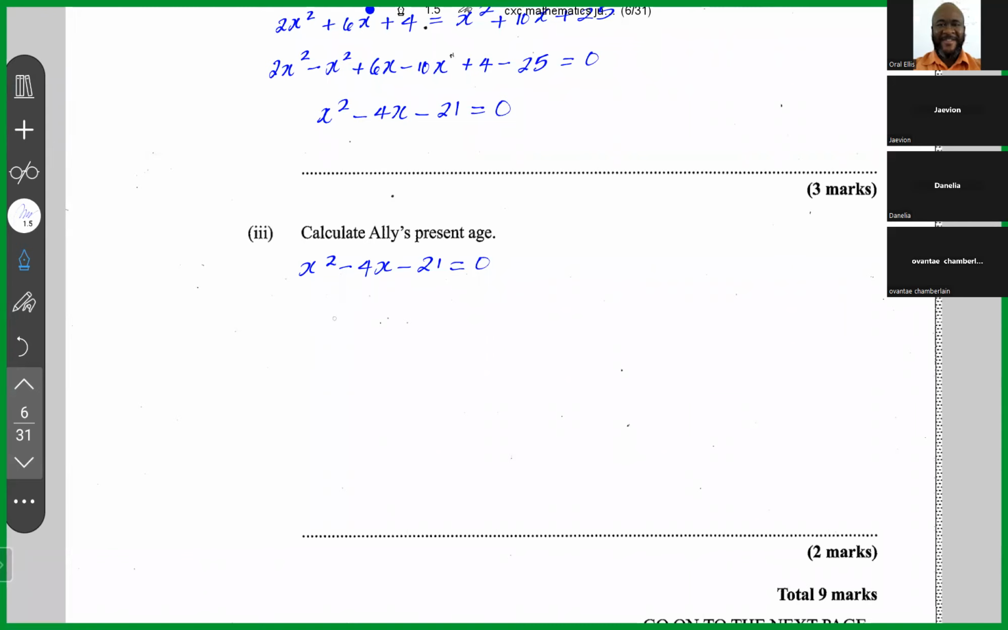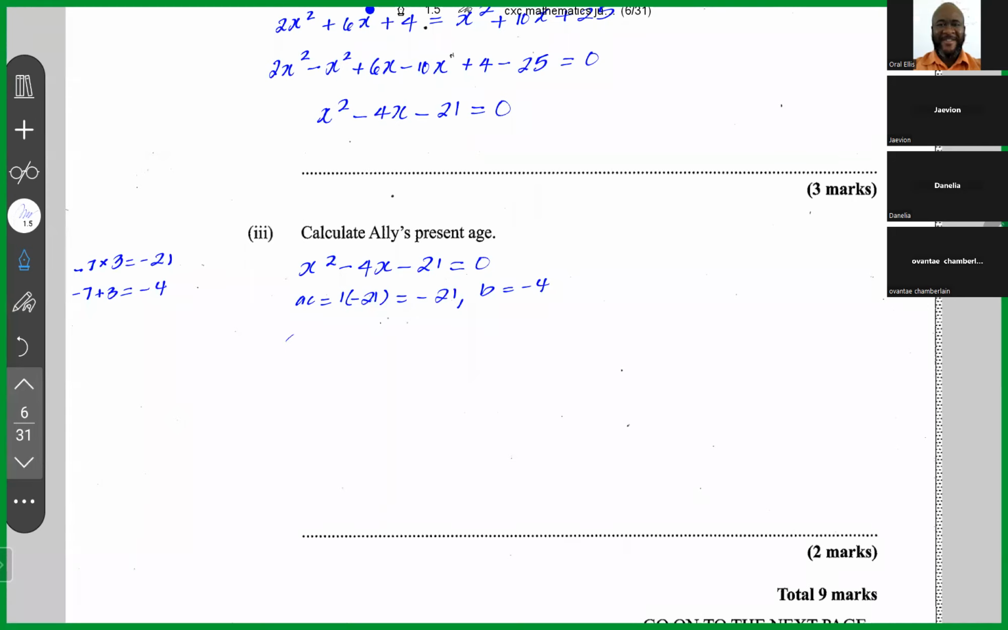Now, in factorizing the left-hand side using the ABC method, I'm going to first find AC, which is 1 times minus 21, which is minus 21, and B is equal to minus 4. Now, to factorize, I need to find two numbers. When I multiply those two numbers, I get negative 21. When I add the same two numbers, I'm going to get negative 4. Now, those two numbers are minus 7 and positive 3. When I multiply minus 7 by 3, I'm going to get minus 21. And when I add minus 7 and 3, I'm going to get negative 4.